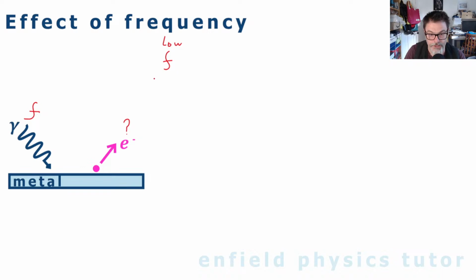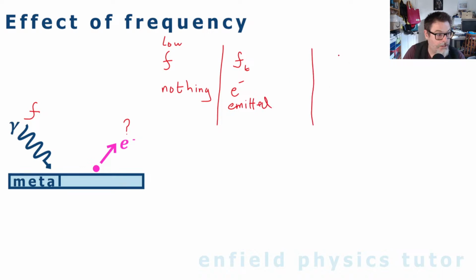And what you find is that what is emitted is absolutely nothing. And it doesn't matter how long you wait, nothing carries on being emitted. Nothing. Then you get to this magical point known as the threshold frequency, often written as Ft. What happens at this point is that electrons start to be emitted.